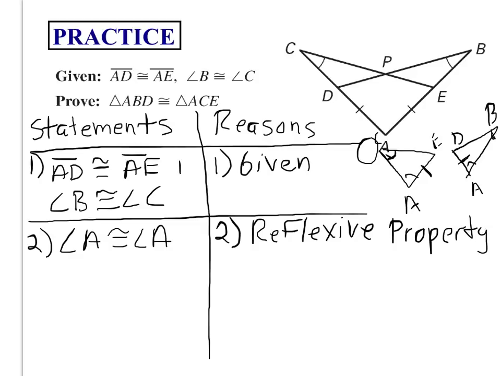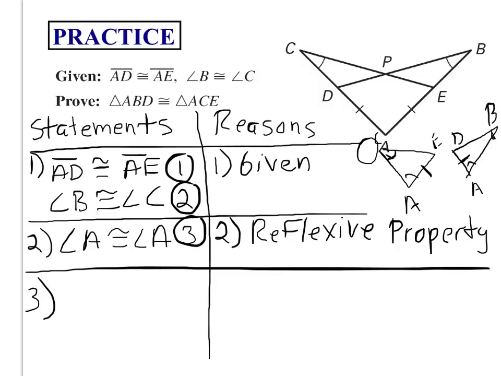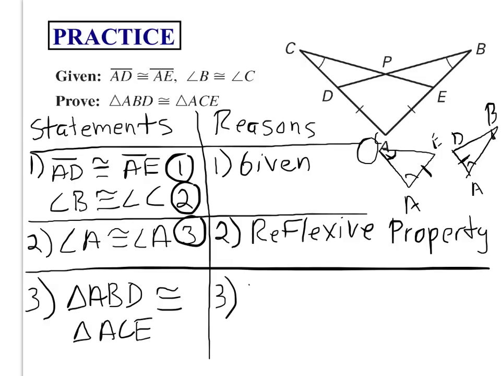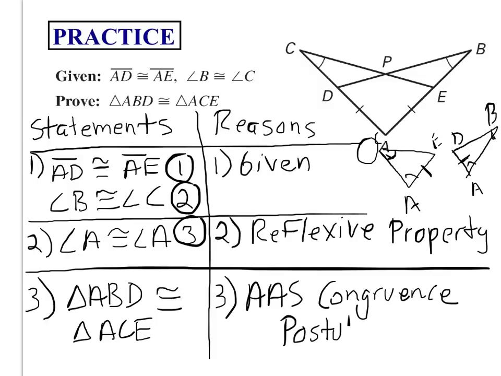Then we have a side, an angle, and another angle. So that's enough to say that triangle ABD is congruent to triangle ACE because of the angle-angle-side congruence postulate. Okay? Not so bad, right? Good job.